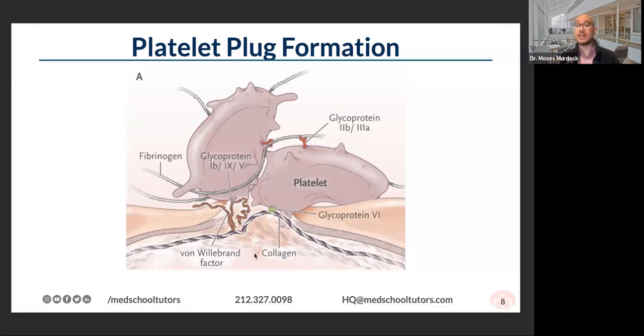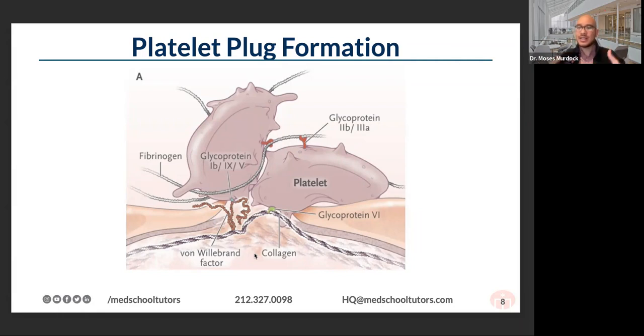Once that anchoring takes place, that's just a lone platelet attached to a collagen molecule via von Willebrand's factor. We need to recruit friends. So what happens next is that the platelet elaborates molecules like ADP and calcium that promote the expression of a different molecule called GP2B3A. And that molecule then cross-links with other platelets.